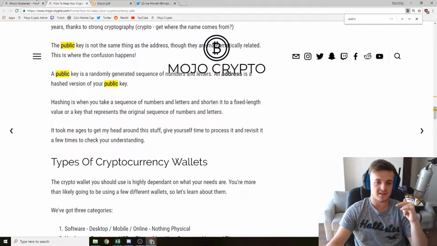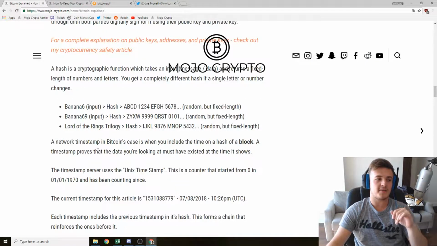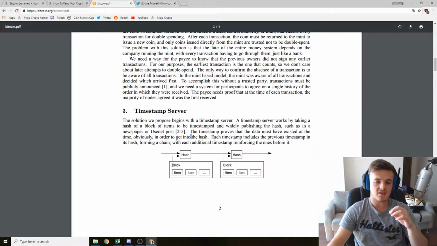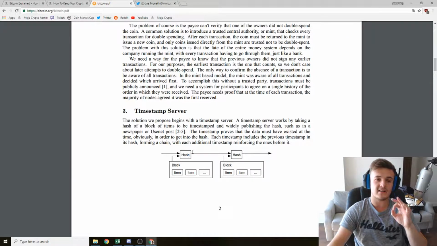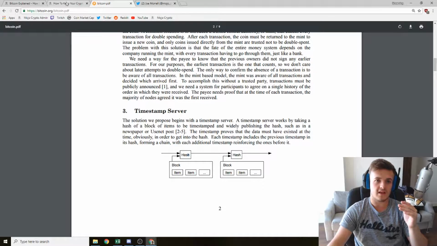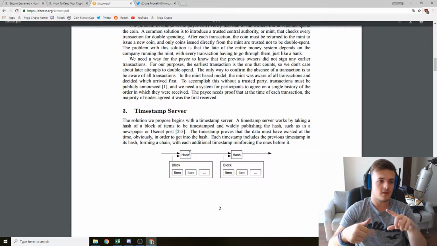So timestamps, let's explain them. A network timestamp in Bitcoin's case is when you include the time on a hash of a block. So when we hash this block, so when we hash all the transactions in this block, we add a timestamp into this hash. So included in this hash, we put a timestamp. Now let's explain what a timestamp looks like. In order for me to understand what the timestamp meant, I had to understand it.